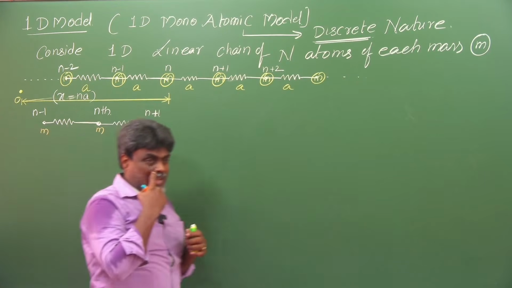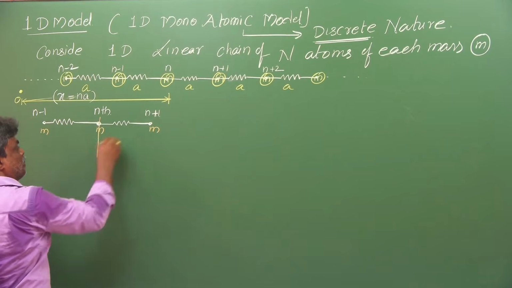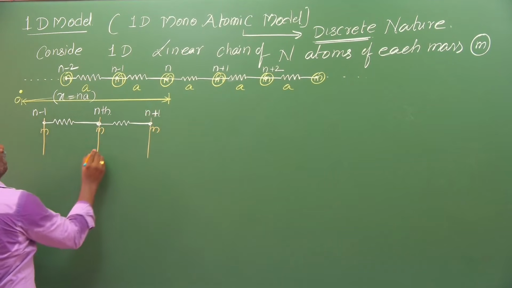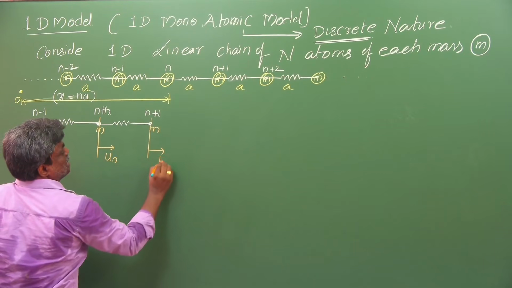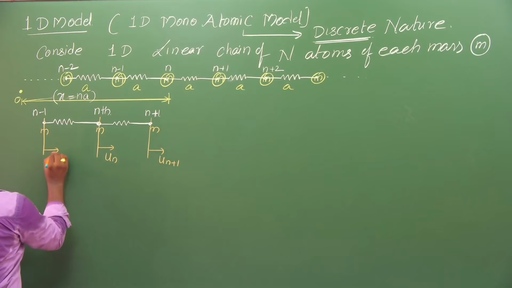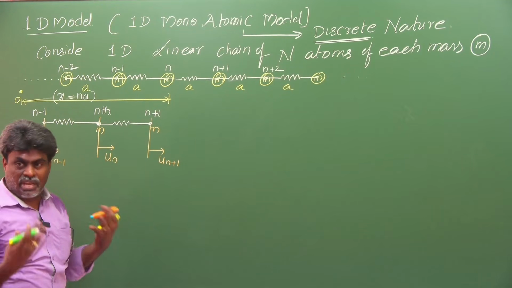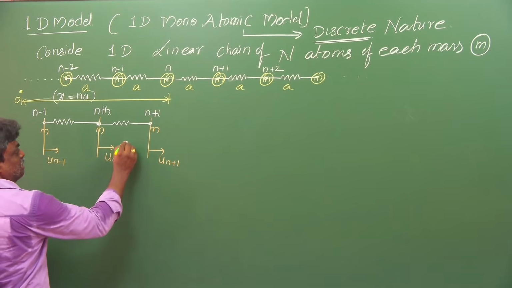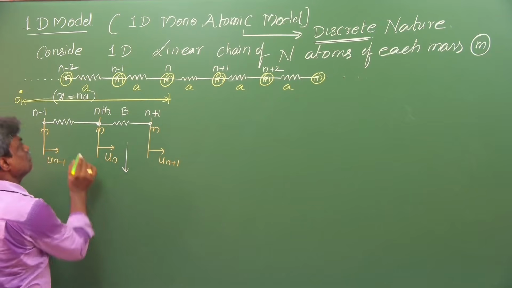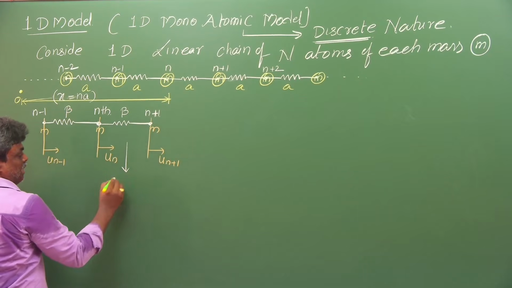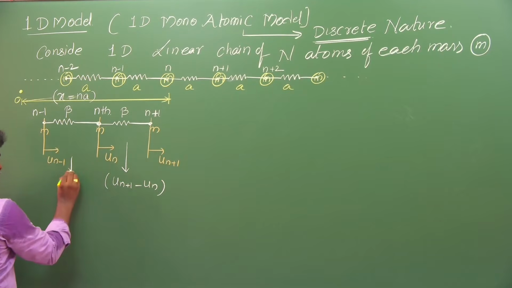Go back to classical mechanics. What have we taken? Equilibrium positions. So this is the equilibrium position. Now this is the displacement u_n. This displacement u_n plus 1. This displacement u_n minus 1. By default we have to take these, in which direction we don't know. And I am taking the stiffness as beta. So how much? u_n plus 1 minus u_n.